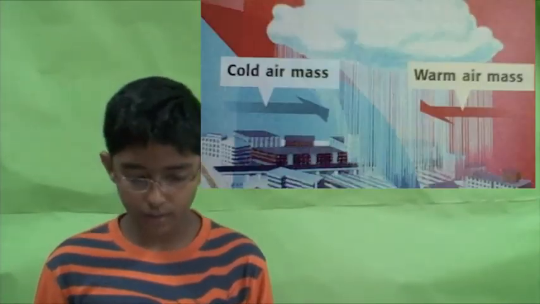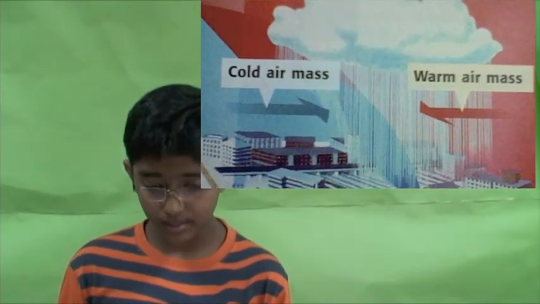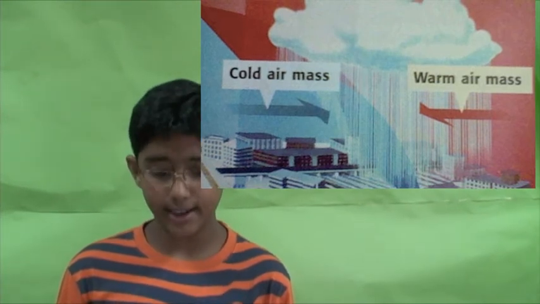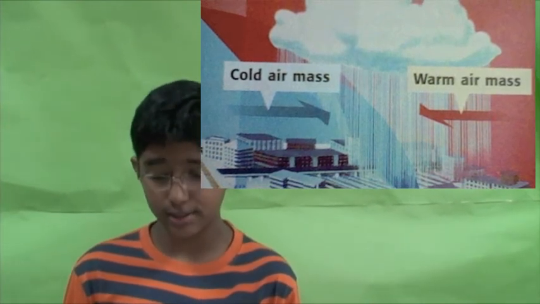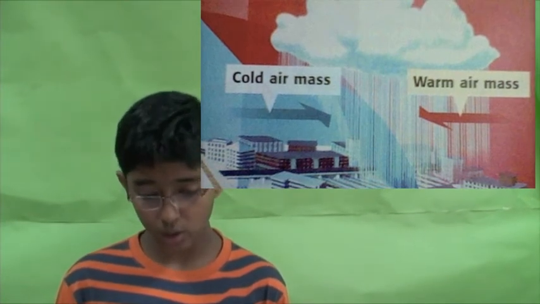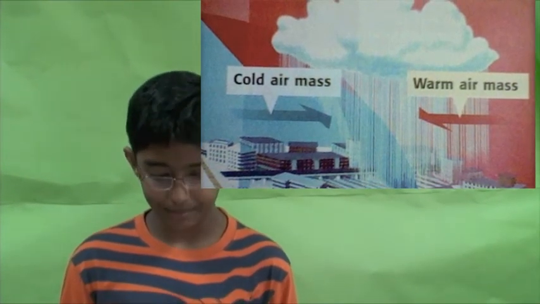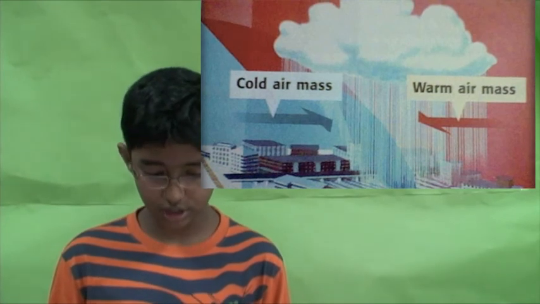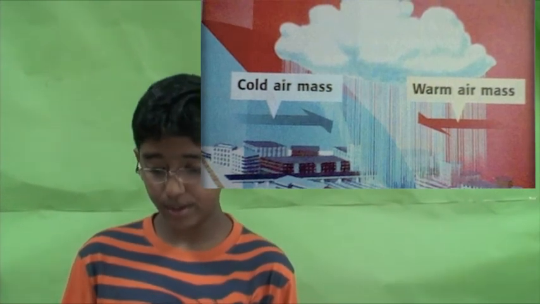A stationary front forms when a cold air mass meets a warm air mass. In this case, however, both air masses do not have enough force to lift the warm air mass over the cold air mass, so they remain separated. This may happen because there is not enough wind to keep them pushing against each other. A stationary front brings many days of cloudy, wet weather.